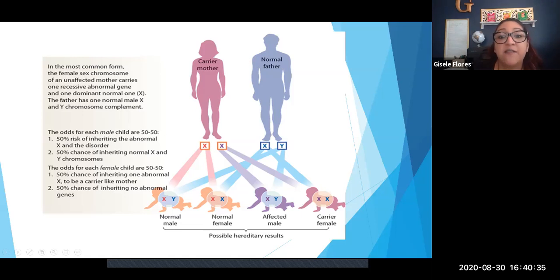condition. Whereas if the child were to get another X, they would still have an affected X, but they wouldn't present with that diagnosis. Instead, that female would now be a carrier of that condition. So having the same chances as their mother of passing on that condition to a future generation.